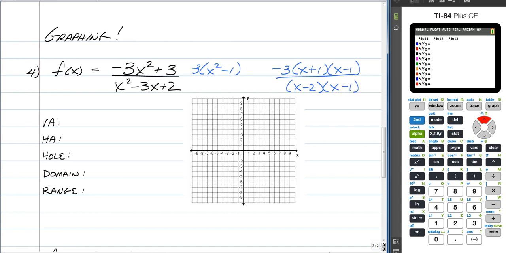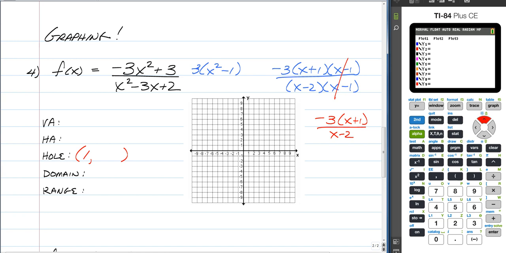And we can see that we have cancellation here, meaning 1 comma something is going to represent our hole. And then our simplified equation is going to be -3 times (x plus 1) all over (x minus 2). Okay, so we simplified our function. And we need to discuss some more parts.